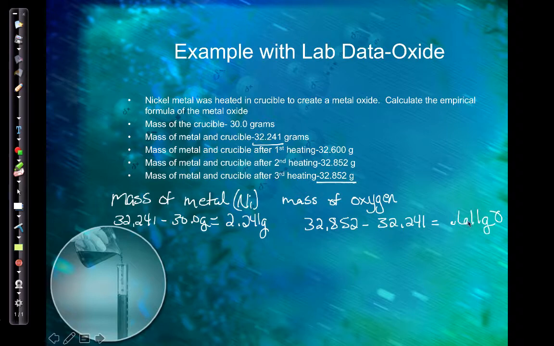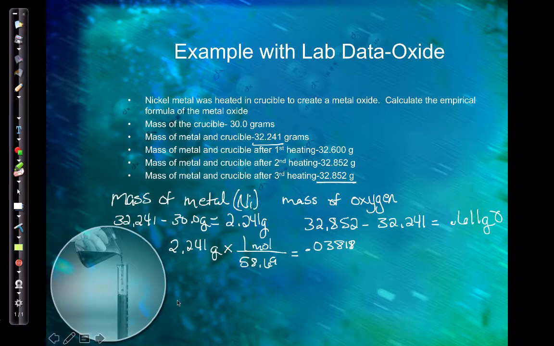Okay, so at this point it looks like everything else. I've got the mass of each of my elements. So the next step is to go to moles, divide by small, multiply till whole. So convert to moles. 1 mole of nickel weighs about 58. That's going to give me 0.03818.